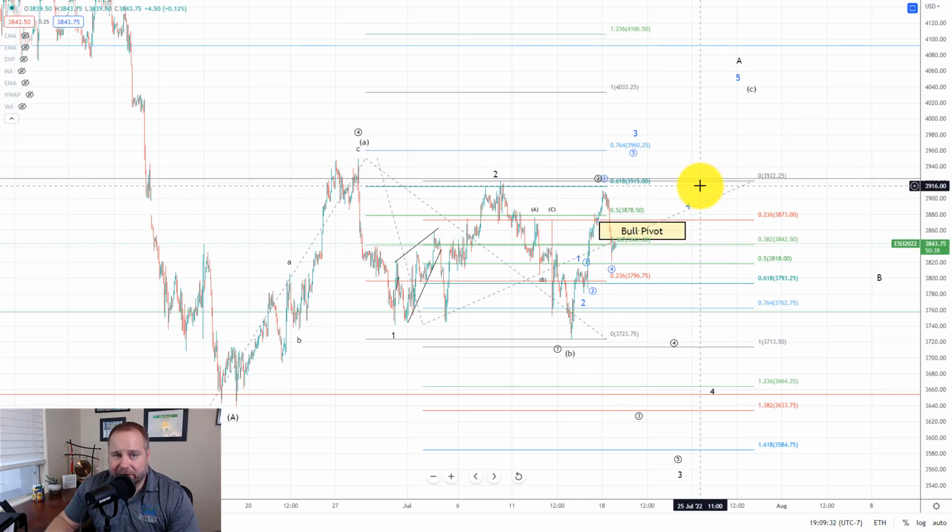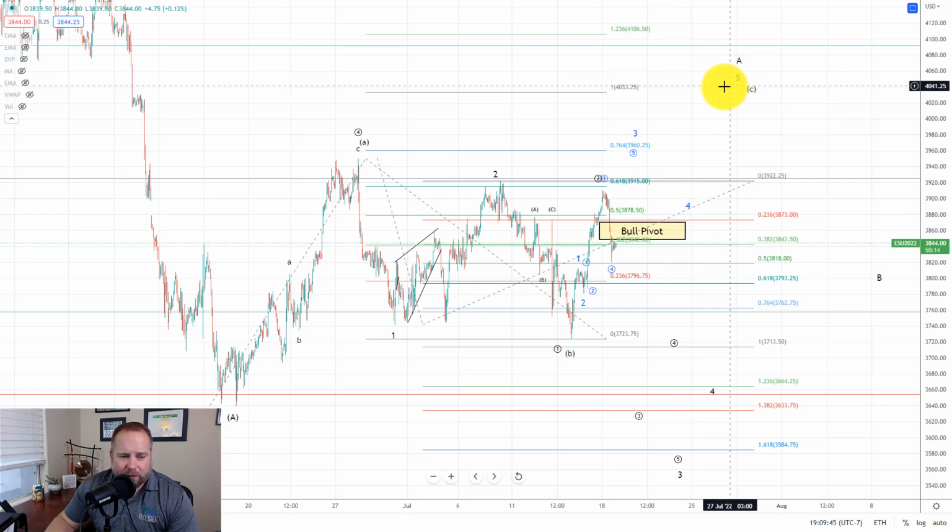But since the bearish path also has issues, we're kind of in this no man's land. So the bulls need to hold this low, push it up towards 39.60, then get a wave 4 back down towards about 38.90, and then up towards that 40.40 area.